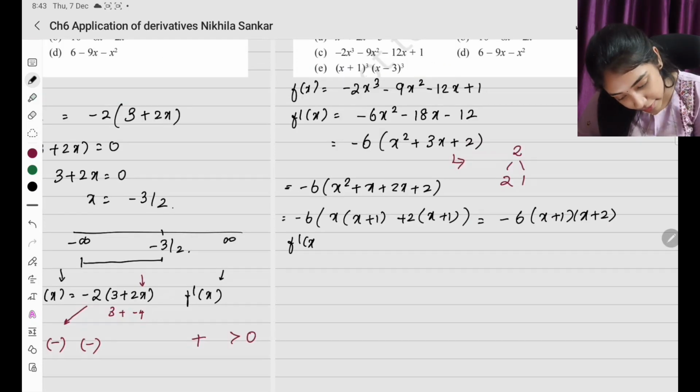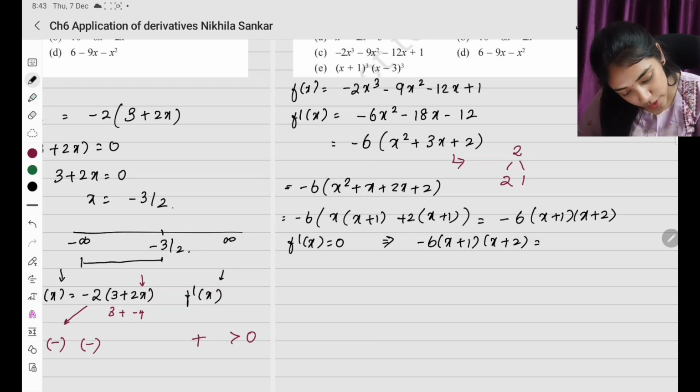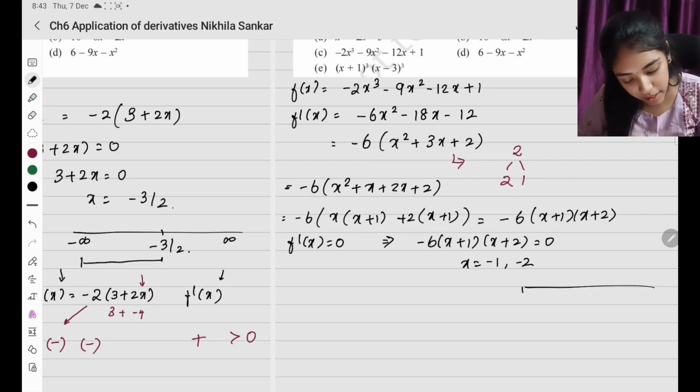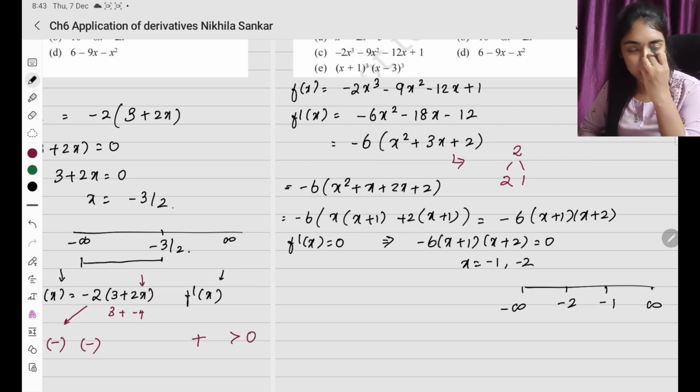When I equate f dash of x to 0, I'll have minus 6 times x plus 1 into x plus 2 equals 0. So x takes the value minus 1 and minus 2. So in my number line, I have minus infinity to infinity. In between, I have minus 2 and minus 1. Remember, minus 2 comes before minus 1.